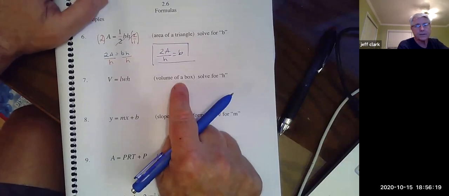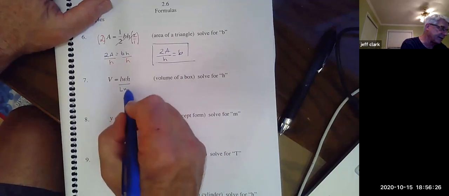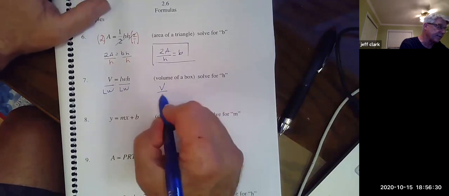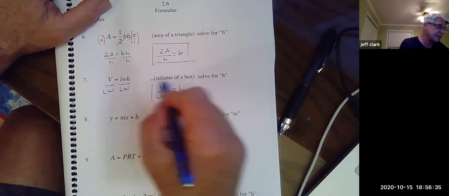The volume of a box is length times width times the depth or height. Get the h by itself, so I'll have LW here, LW. So volume, excuse me, volume divided by those two symbols is equal to the letter h.